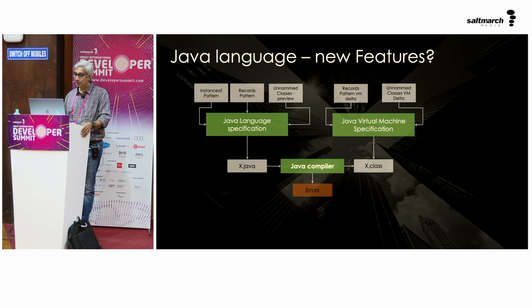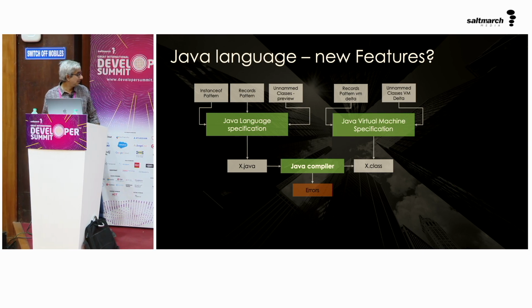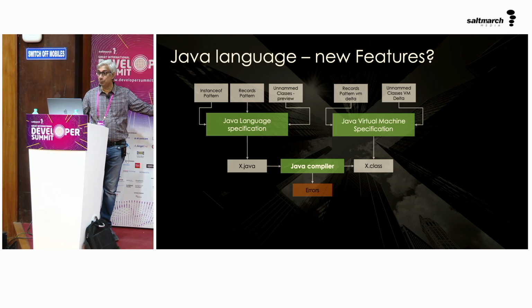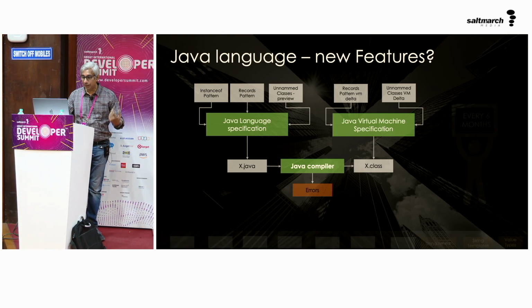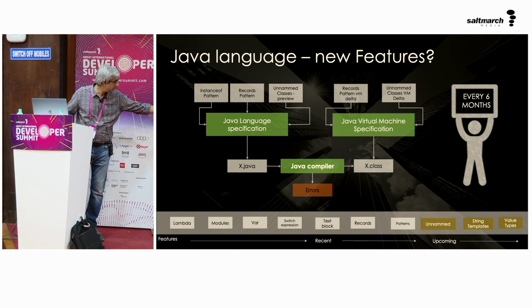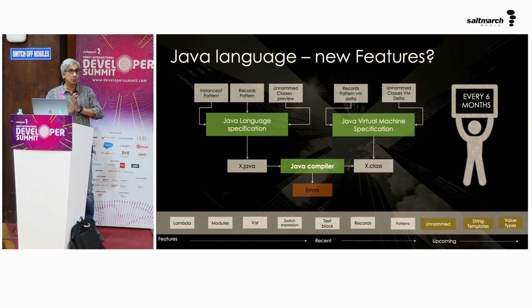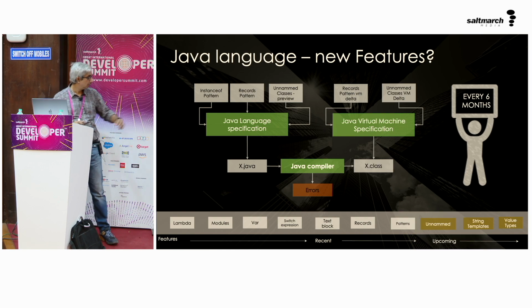And now, you guys still are not convinced why they're paying? This comes with every 6 months, new features come. Take switch expressions: earlier, with the switch statement, there was no way the switch could return a value. Now we have switch expressions, where the switch can return a value.